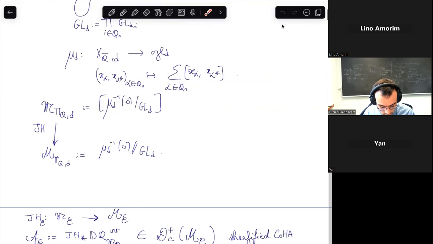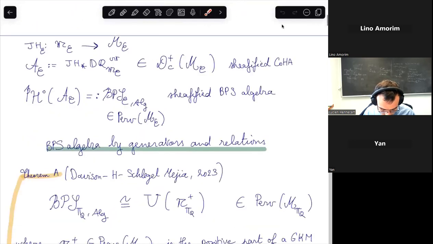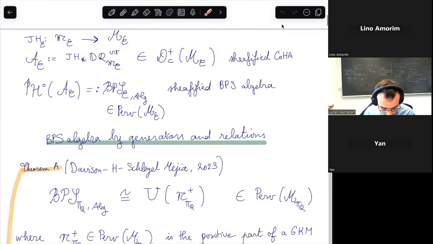And so I explained to you how to construct an algebra structure on some constructible complex, which was defined as a push forward by the Jordan-Hölder map of the dualizing sheaf on the moduli stack, with some cohomological shift to make things well behaved. So we had some monoidal structure on this category of constructible complexes. And this is what we call the sheafified cohomological Hall algebra.